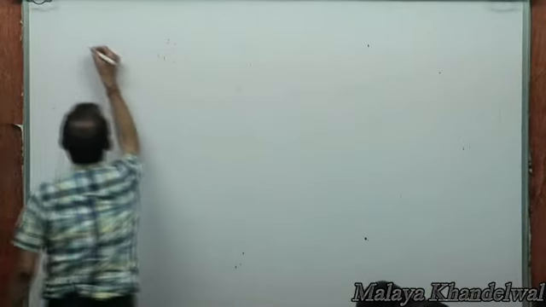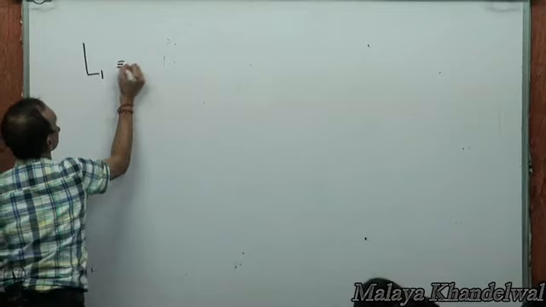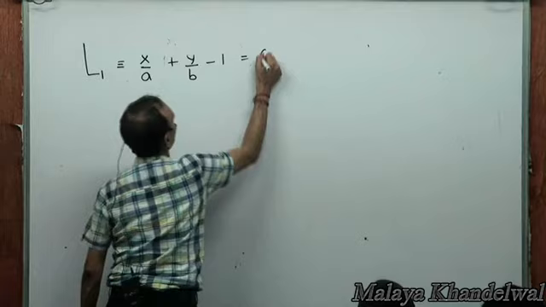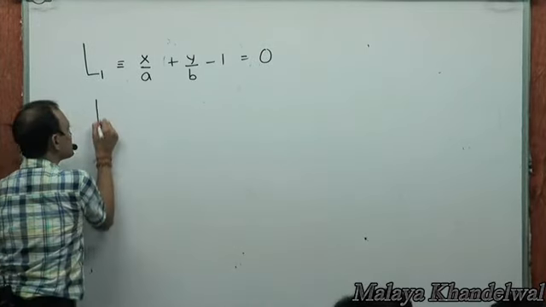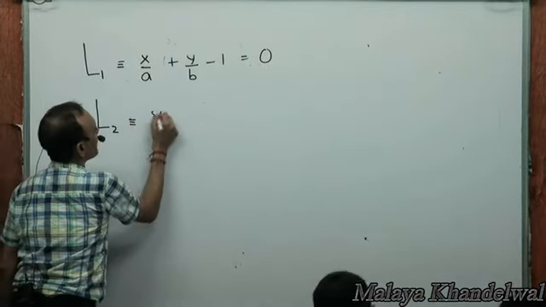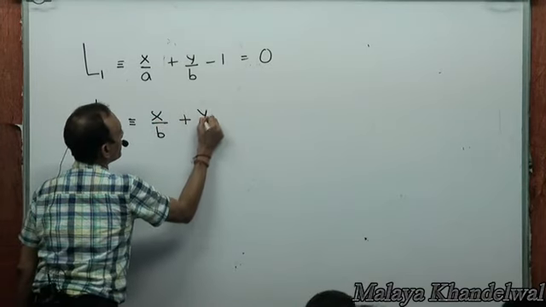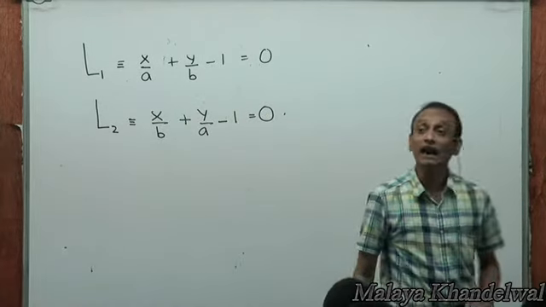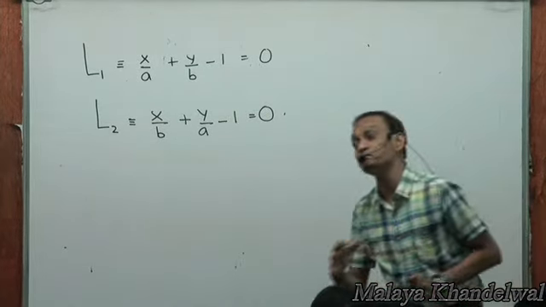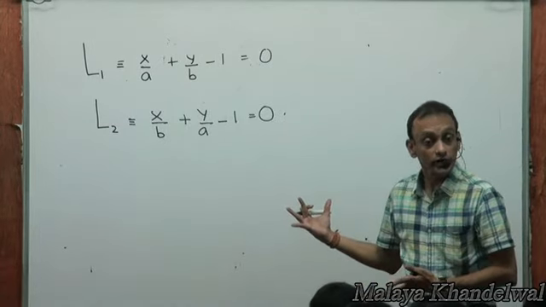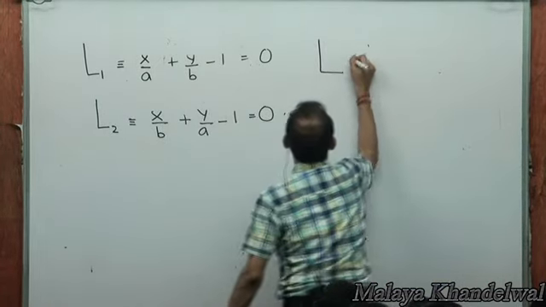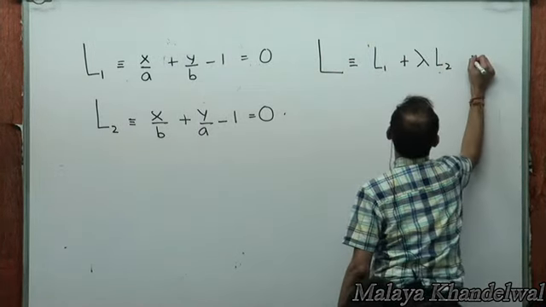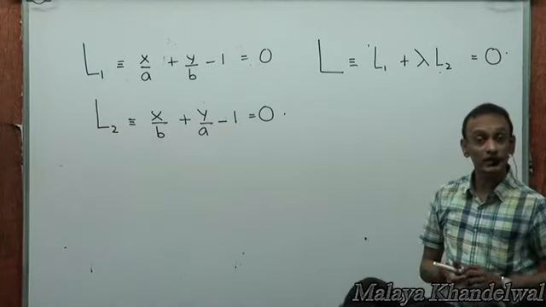There was one fixed line L1, which is x/a + y/b - 1 = 0, right? And there was another fixed line L2, which is x/b + y/a - 1 = 0. Now, any line that passes through their intersection can be written as L1 + λL2 = 0, right? So any variable line L can be written as L1 + λL2 = 0. Any line passing through the intersection of L1 and L2 can be written as L1 + λL2 = 0.